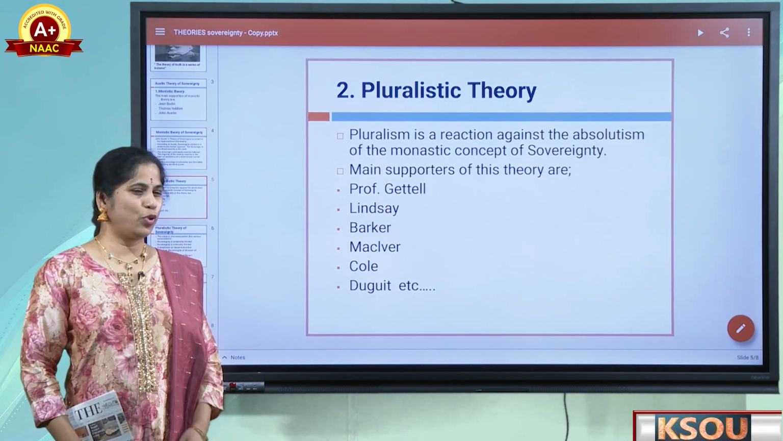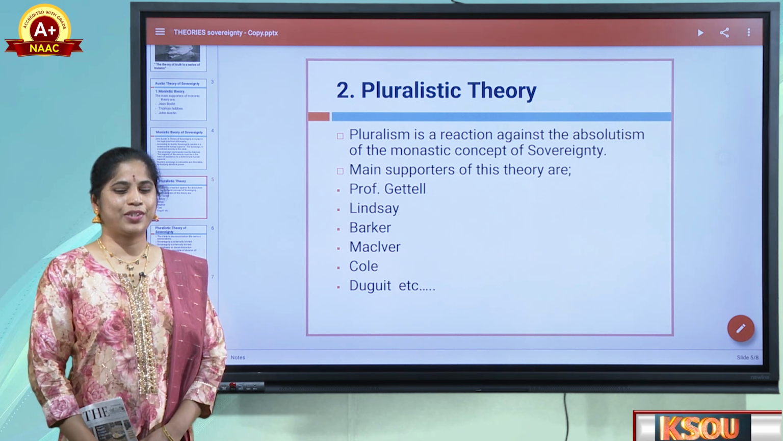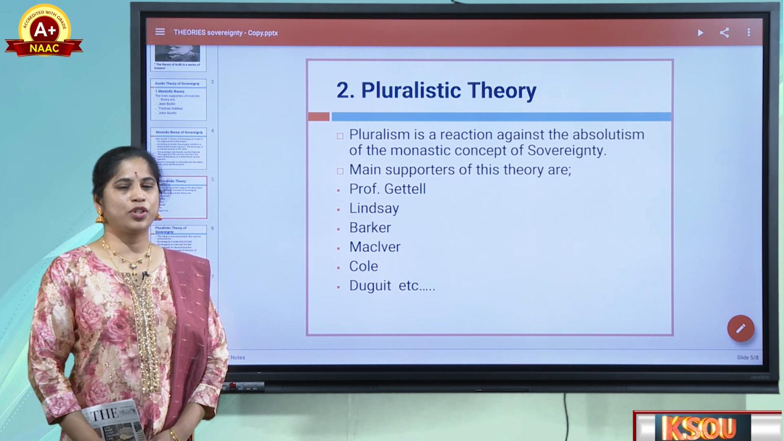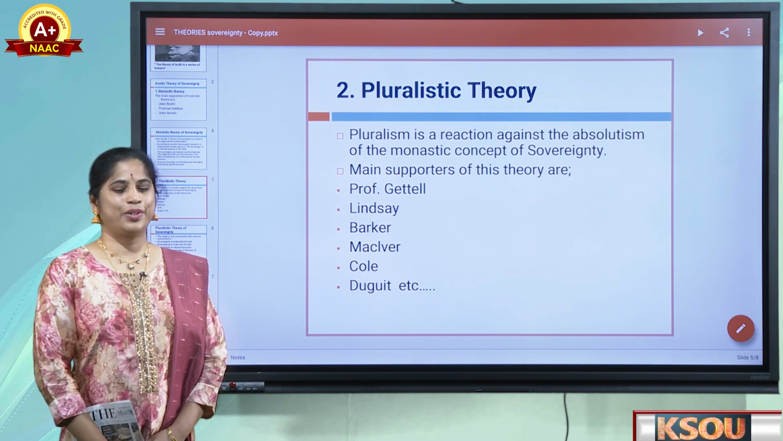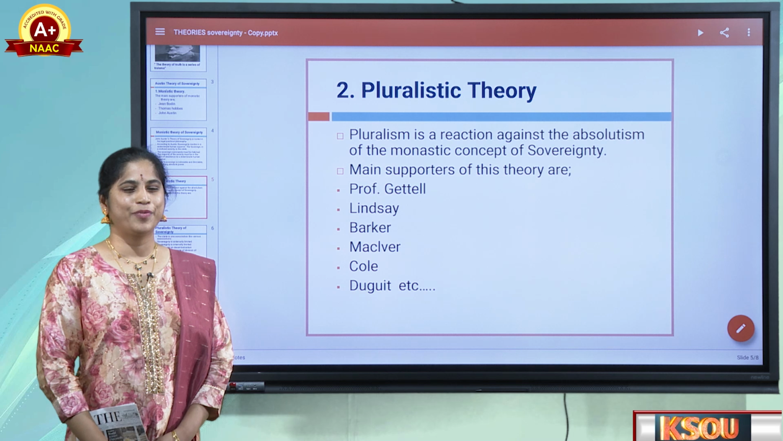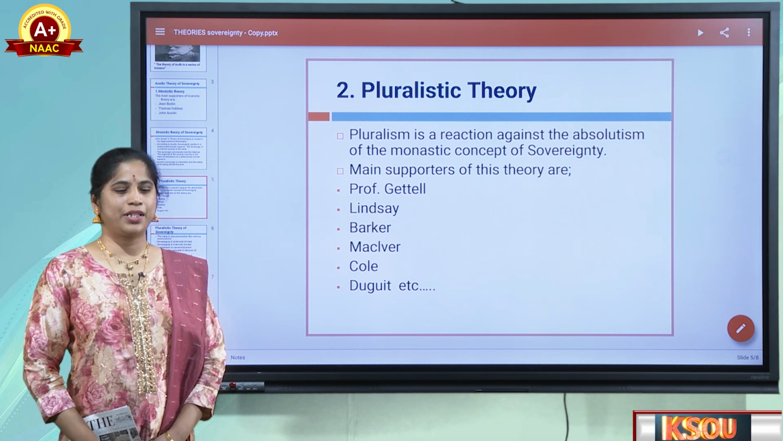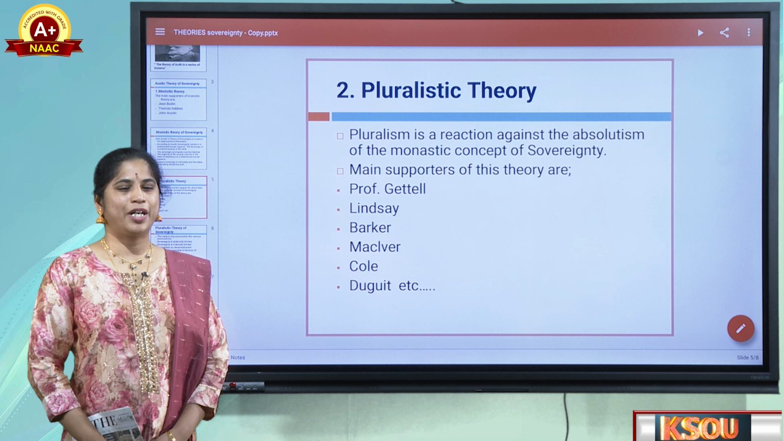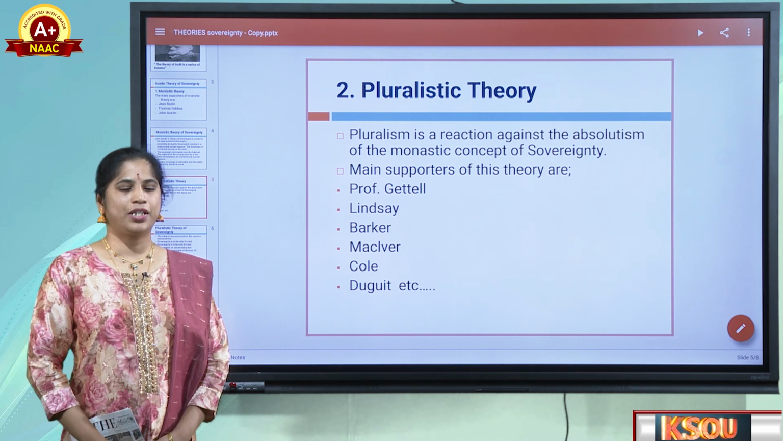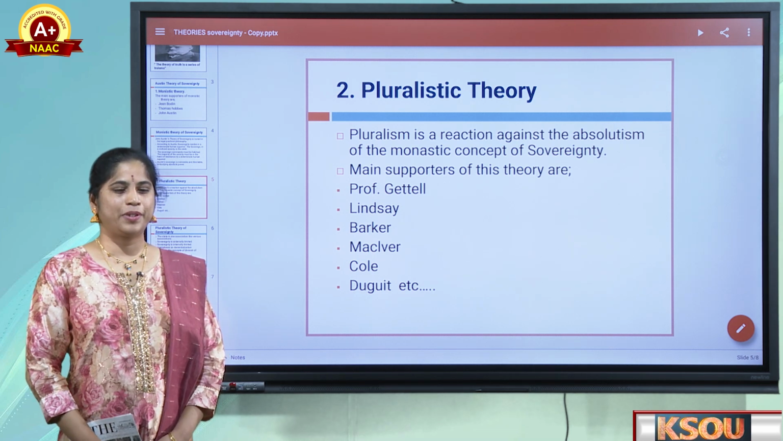Next we shall move on to the pluralistic theory of sovereignty. This is also one such important theory of sovereignty. Here let us commence by saying that pluralism is a reaction against the absolutism of the monistic concept of sovereignty. The main supporters of the pluralistic theory are Professor Gettel, then Lindsay, Barker, and McIver, and more importantly Laski, etc. These are in this list. Next, let us commence the theory in brief.